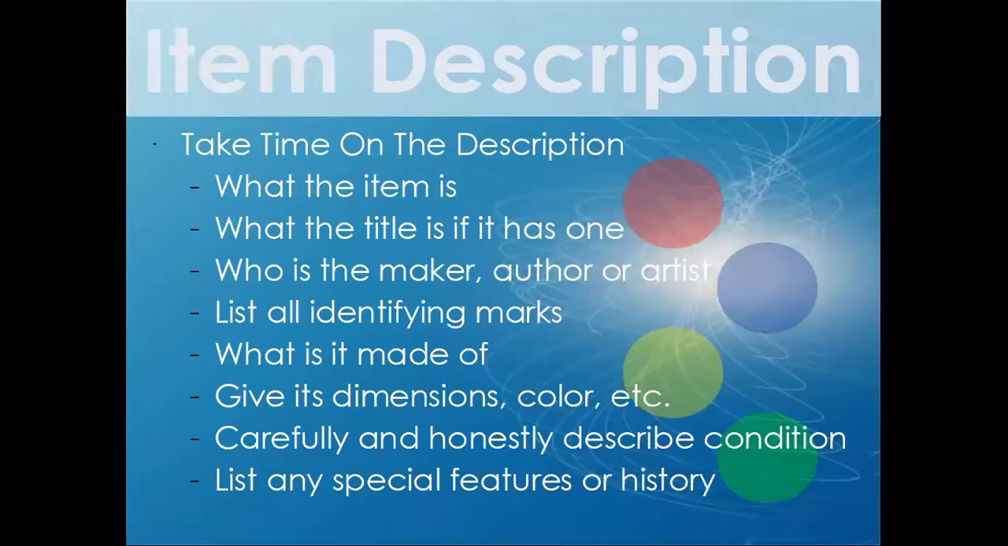So for example, some of the things you're going to look at: what the item is. Describe it as much as you can, what the title or name of it is, if it has one, if it's a certain model of something, or the title of a piece of artwork you're selling, anything like that. If it's some particular collectible, try and figure out what the name of that particular collectible is.